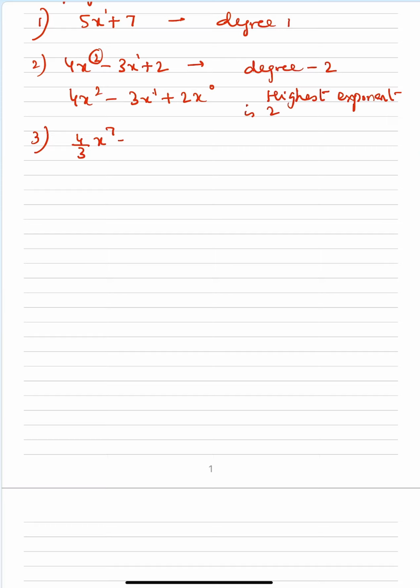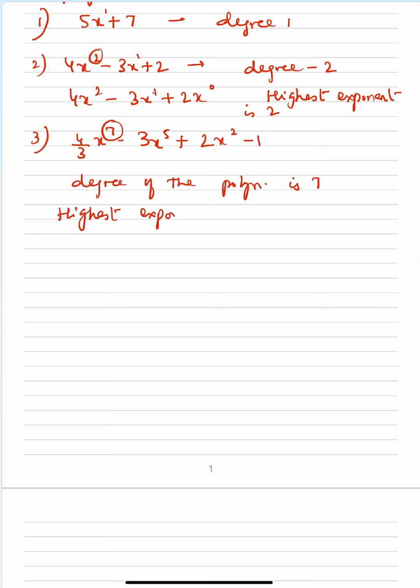Now we will take one more example of the same, that is 4 upon 3 x raised to 7 minus 3x raised to 5 plus 2x square minus 1. This kind of polynomial is also the same thing. The highest power is 7, then it is in the decreasing order. So we will take that the degree of the polynomial is 7 as the highest exponent is 7. Okay? We have to find out degree like this.